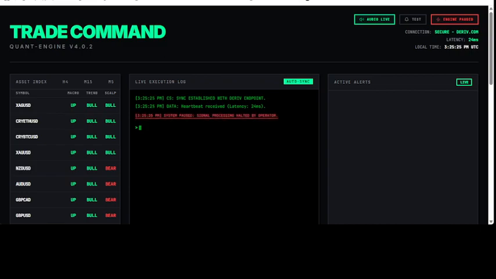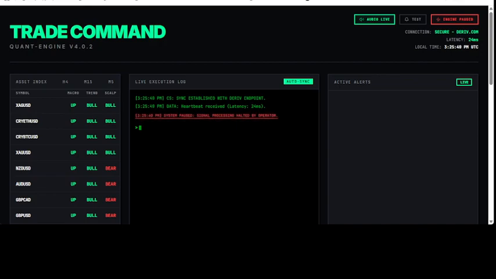Gus Schmidt here, and I'm on the Trade Command Center, the quant engine that I just built, which analyzes and looks for scalping opportunities on the 5 minute and the 15-minute time frames.